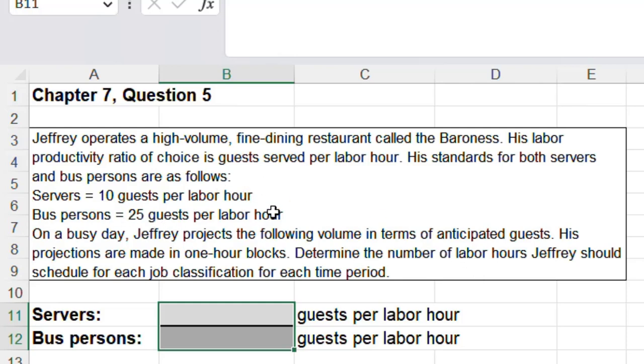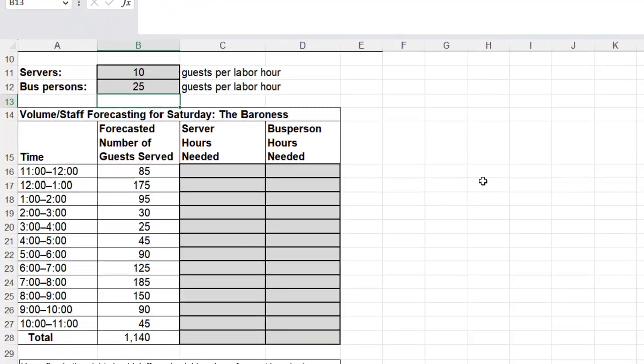Servers are 10 guests per labor hour. Let's type that in. And buspersons are 25 guests per labor hour. All right, so on a busy day, Jeffrey projects the following volume in terms of anticipated guests. His projections are made in 1-hour blocks. Determine the number of labor hours Jeffrey should schedule for each job classification for each time period.